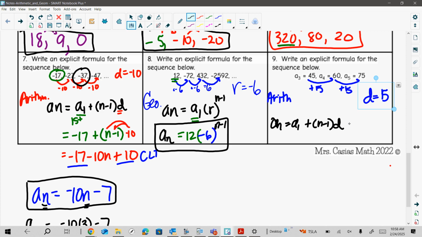Now, the formula for arithmetic is a sub n equals a sub 1 plus n minus 1 times d. Remember what the a sub 1 represents? The first term. Okay, so do we have the first term? No, because it's a sub 3. So we have to go back. What is a sub 2? A sub 2 would be 30. Then a sub 1 would be 15. Oh, I thought you could just divide by 3. No, you can't divide by 3 because I'm adding 15 every time.